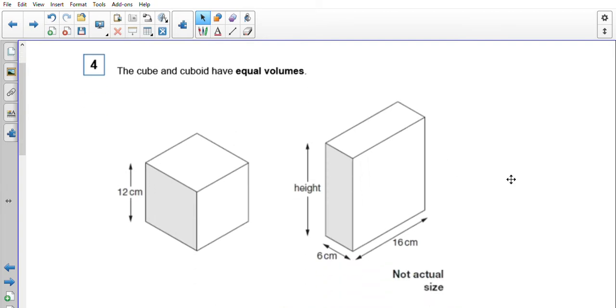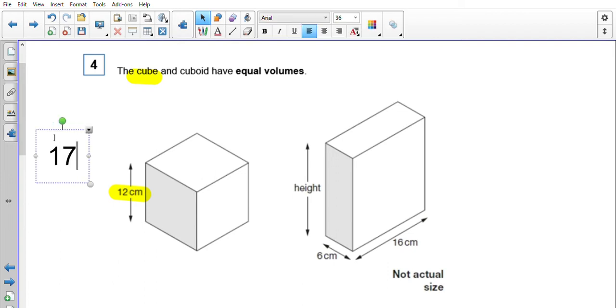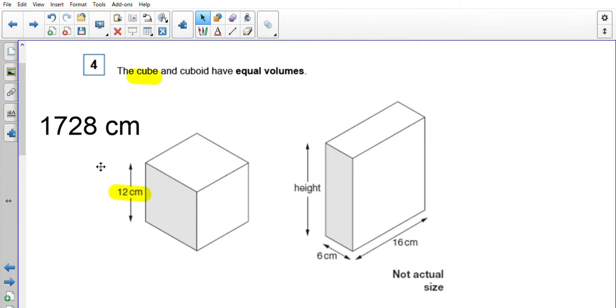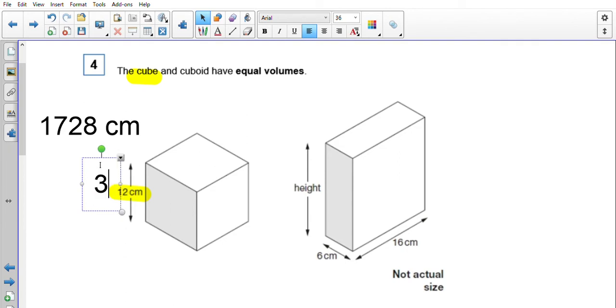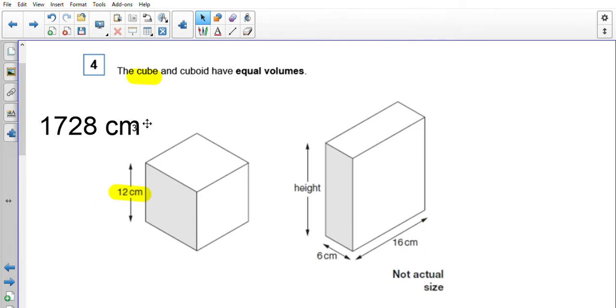The cube and the cuboid have equal volumes. Very similar question. You'll see a lot of these popping up like this. Again, cube, I only need a single dimension, I know what I have there for all of my length, height and width. So there we know that 12 times 12 is 144. I know that 144 times 12 is 1,728 centimeters cubed. So pop that in there, give myself a little smaller 3, like that. Okay, so that's my volume.